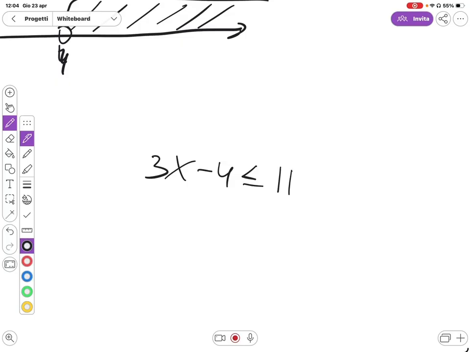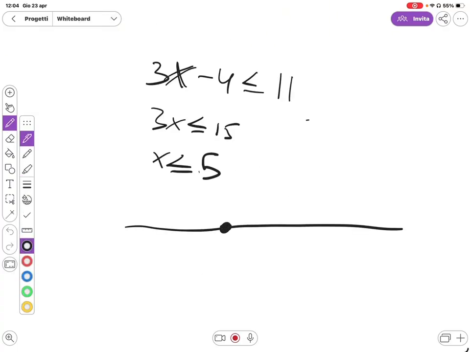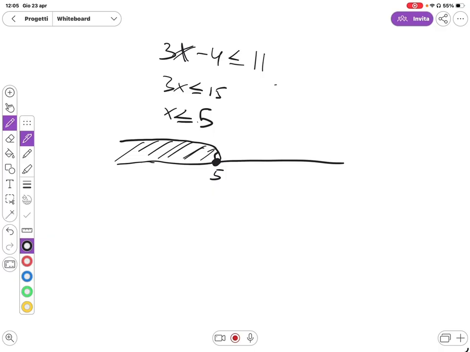There are also two-step inequalities that we can do with the or equal sign. Let's say 3x minus 4 is less than or equal to 11. To isolate x, we need to add 4 to both sides, so 3x is less than or equal to 15. Then, when we divide both sides by 3, x is less than or equal to 5. On a number line, we put this point that shows that 5 is included, and we draw it in a negative direction because x is less than or equal to 5. And so we cross this whole section that shows the possible values.